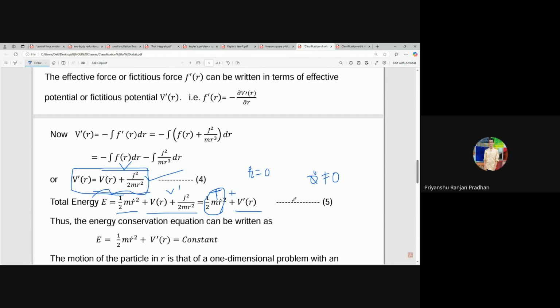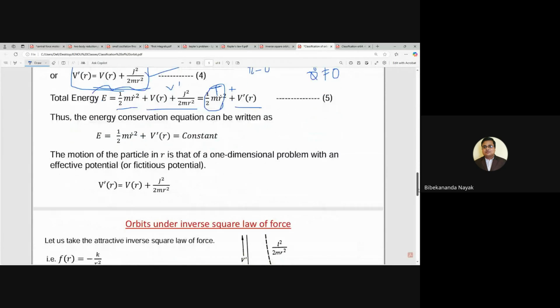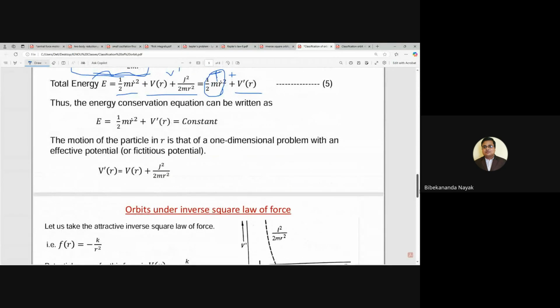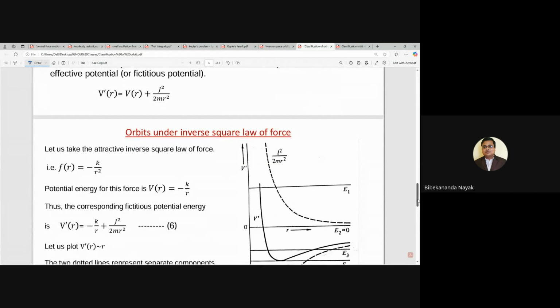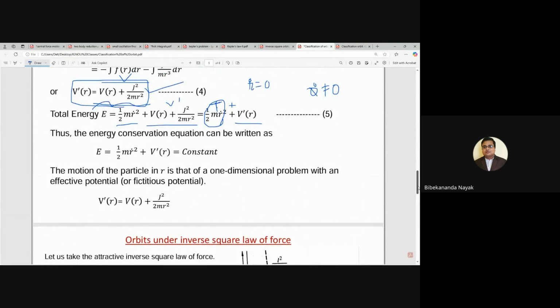Radial component. Radial component vanishes at turning point. Okay. So V prime R. So orbit under inverse square law of force. Okay. So now we have three terms actually: half m r dot square, V(r), J square by 2mr square. Or if you say V prime R means sum of these two.